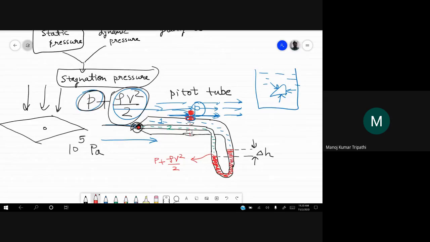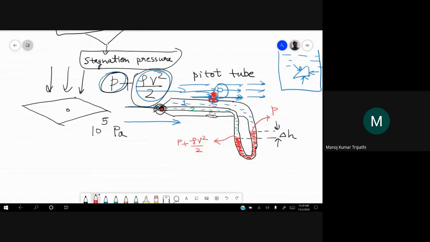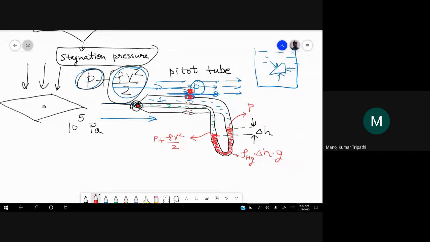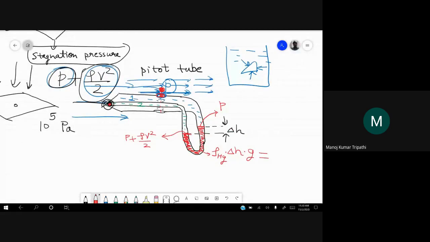So it means that the pressure that is felt on this limb here is just P. And you know delta H. So you can say that whatever the density of mercury here is, rho Hg times delta H times g, that is the pressure difference between these two limbs. This should be equal to the pressure on one side of the limb minus the pressure on the other side, for it to be in equilibrium.